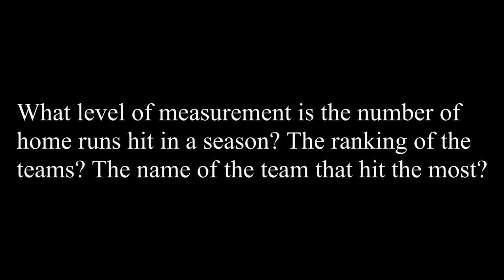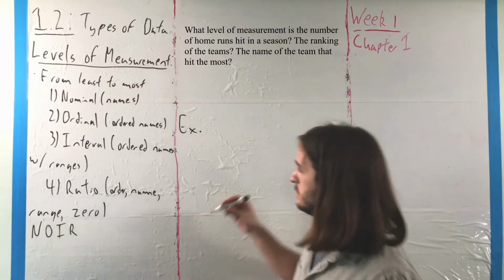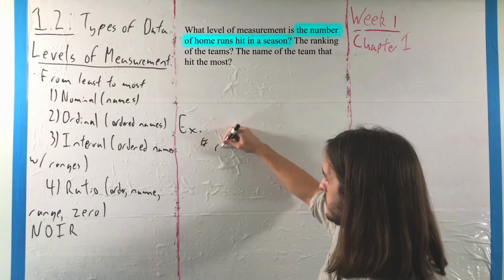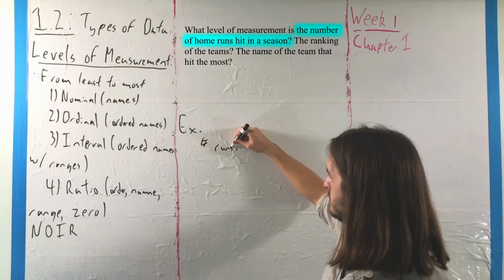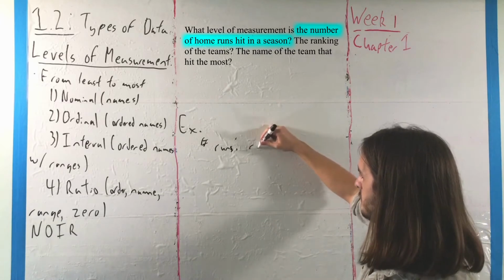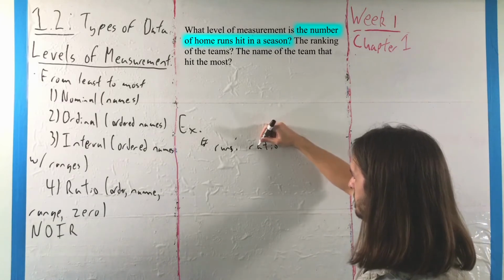For our example, we are asked to determine what level of measurement is the number of home runs hit in a baseball season, the ranking of the teams, and the name of the team that hit the most. So, for that first one, the number of runs, this would be a ratio level measurement.